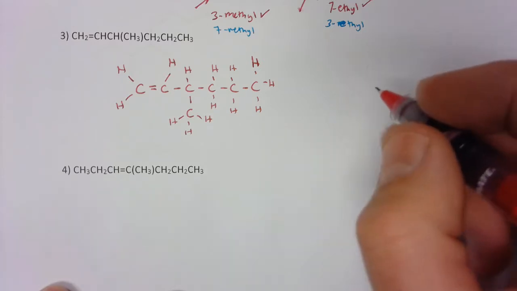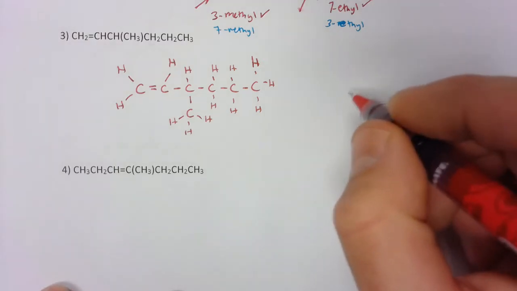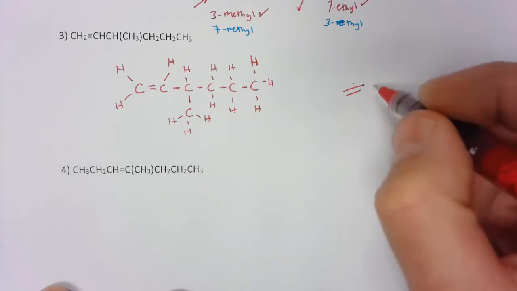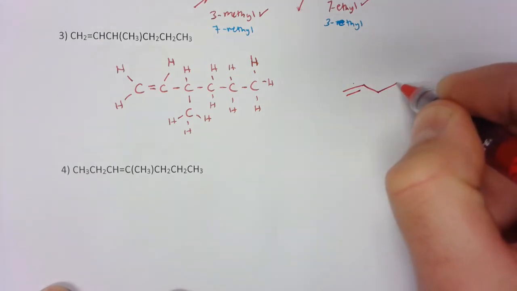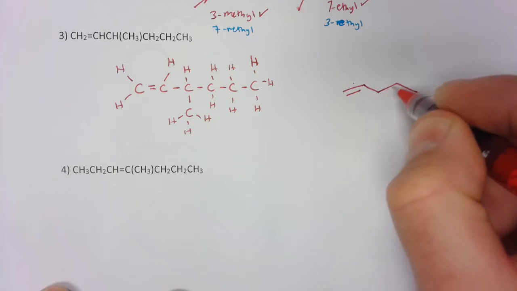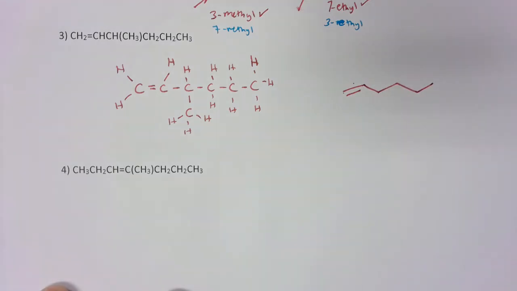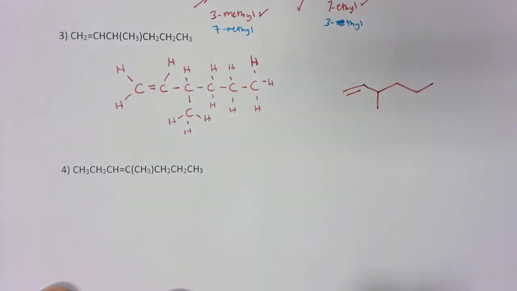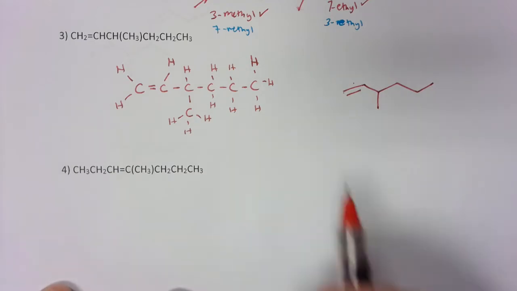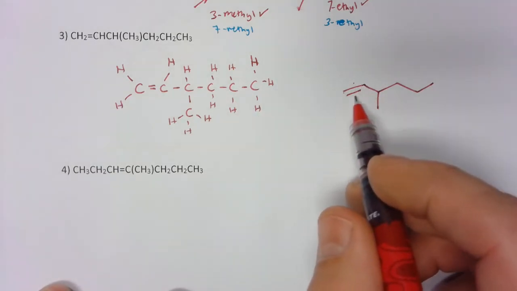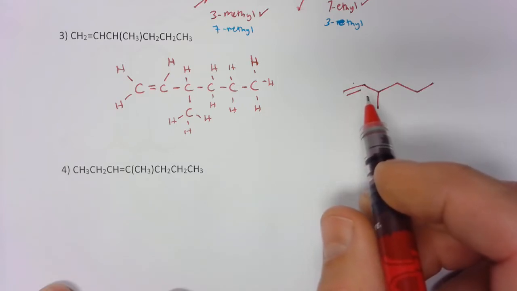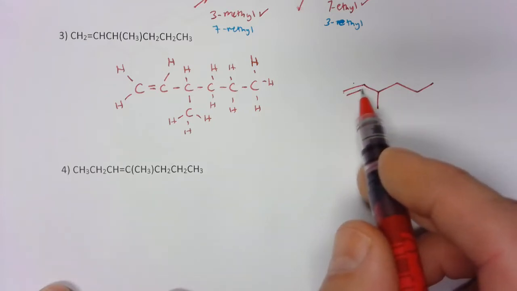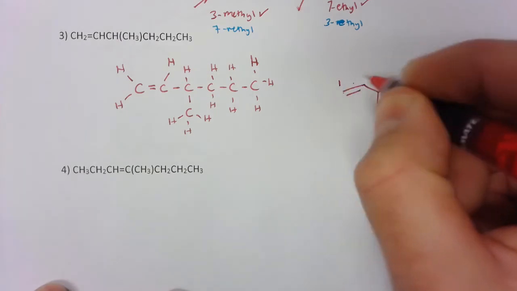And now for the skeletal. Start with a double bond here. So I've got 1, 2, 3, 4, 5, 6. And then on the 3rd carbon over, I've got a methyl group. Now, when we're naming alkenes, we need to name them according to which side the alkene is closest to. So since the alkene is closest to the left side, we're going to start numbering from the left side.